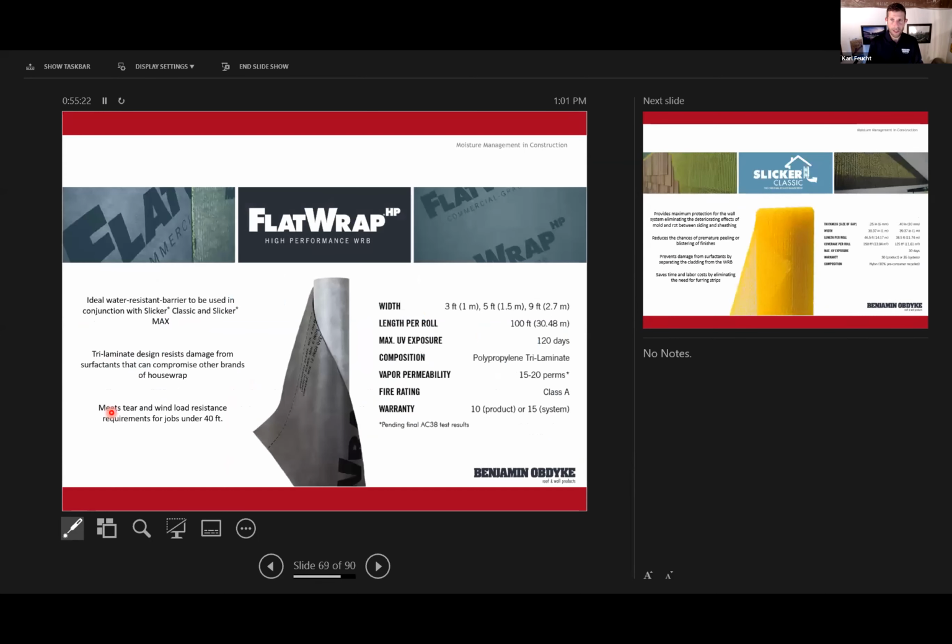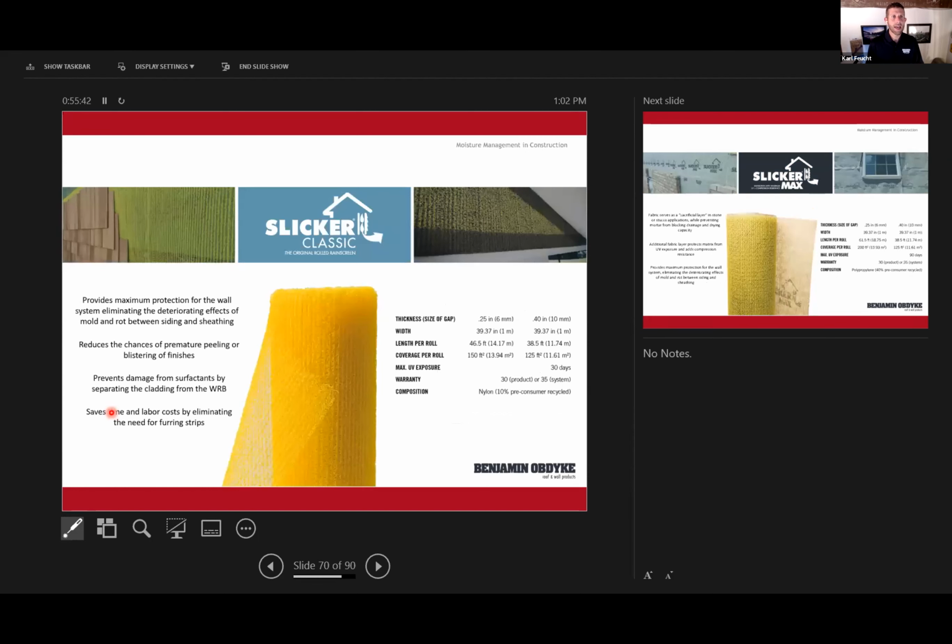A flat house wrap, and again, we talked about this earlier, doesn't provide any drainage, but behind a rainscreen, you have to have that WRB. So our flat wrap has great tear and wind load resistance. It's a tri-laminate design, so it's 3 layers. Kind of think of this as something like Gore-Tex. It comes in 3, 5, and 9 foot widths. Great product to work with. And you would put the Slicker Classic over it.